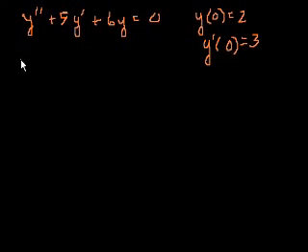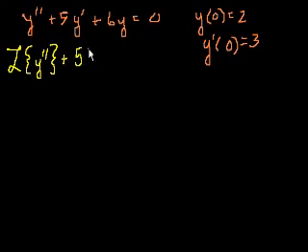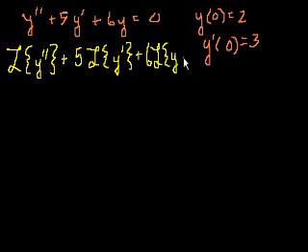Now, to use a Laplace transform here, we essentially just take the Laplace transform of both sides of this equation. So we get, let me use a more vibrant color, the Laplace transform of y, the second derivative, plus, well, we could say the Laplace transform of 5 times y prime, but that's the same thing as 5 times the Laplace transform of y prime, plus 6 times the Laplace transform of y.